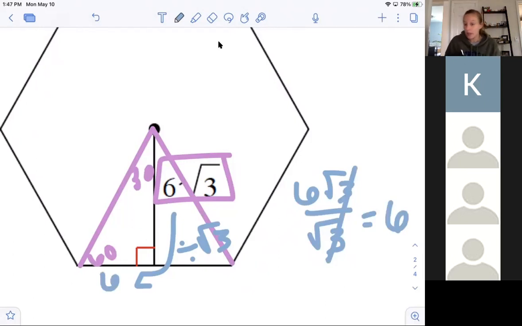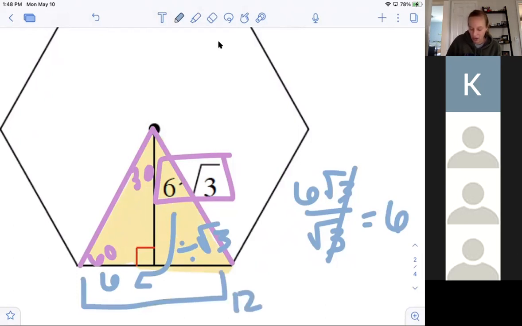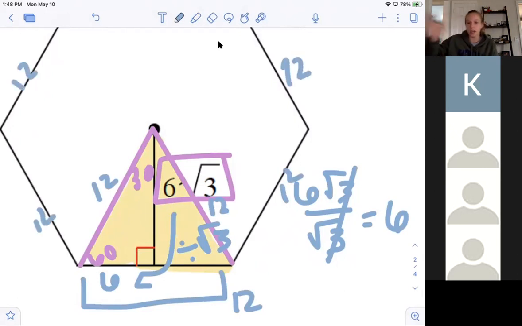Now 6 is not the entire length. So you can either find the area of this little triangle and multiply it by 12, totally great option. Or you can do what I've been doing this whole time, which is taking the whole 60-60 triangle and multiplying it just by 6. My little thing is 6, which makes my entire long side and all of these little pieces 12, 12, 12, 12, 12, on and on and on.